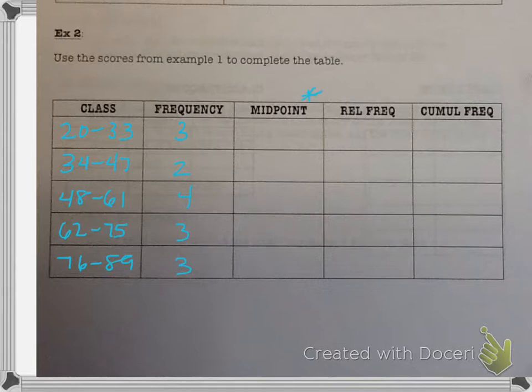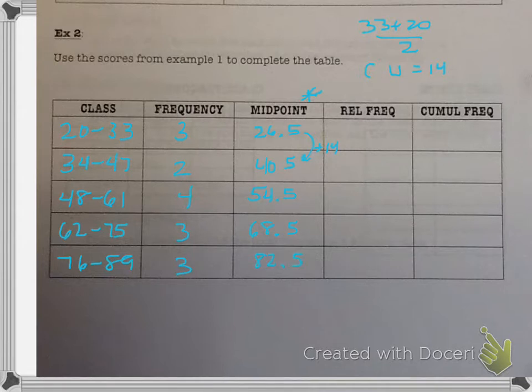And the midpoint is literally the direct center of each class. So in order to do that, for instance, you would do like 33 plus 20 divided by 2. And that actually winds up being 26.5. Now the great thing about this is we don't have to do this 5 times, because remember the class width was 14. So if I add 14 to 26.5, I'll get the midpoint of the next class, and so on and so forth. So this one would be 54.5. This one would be 68.5.